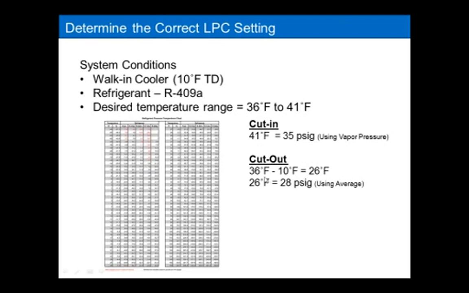My cutout, all right, the temperature relationship is not going to change on me here. So I'm going to take my lowest box temperature, 36, minus the 10 degrees. And I want to try to cut out this coil at about 26 degrees. That's what I'm trying to do. So I got to find out what's the pressure at 26 degrees. If I use the average, I'm going to find, in this case, it's 28 pounds per square inch.